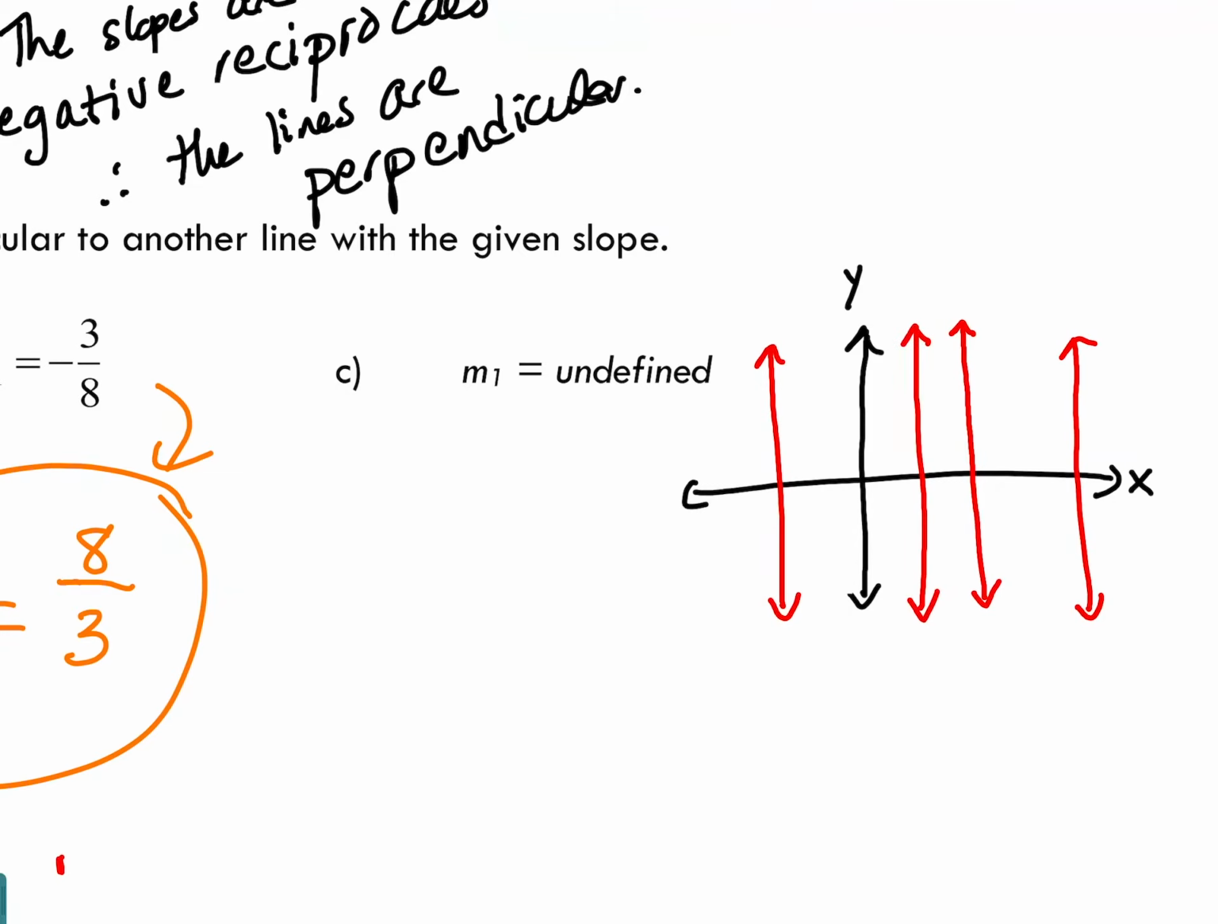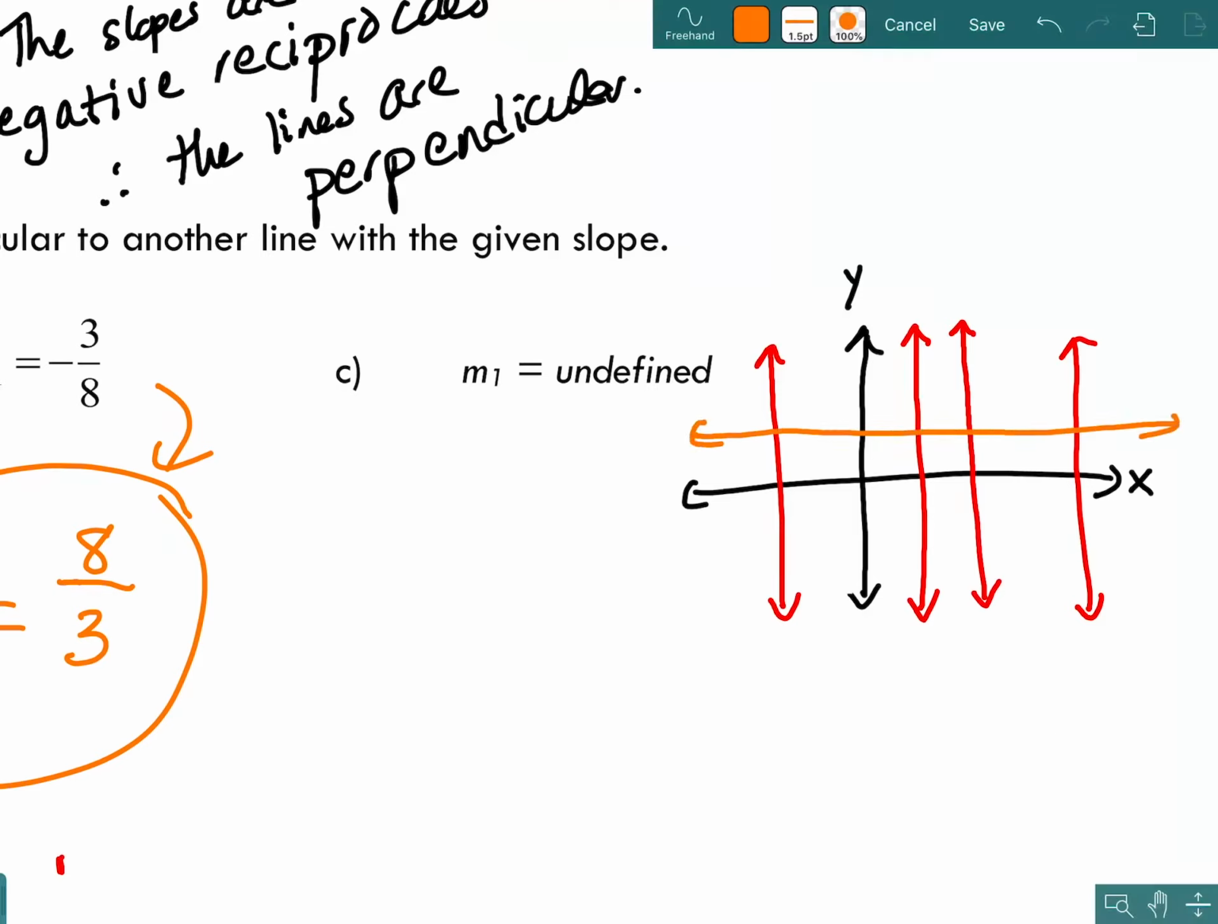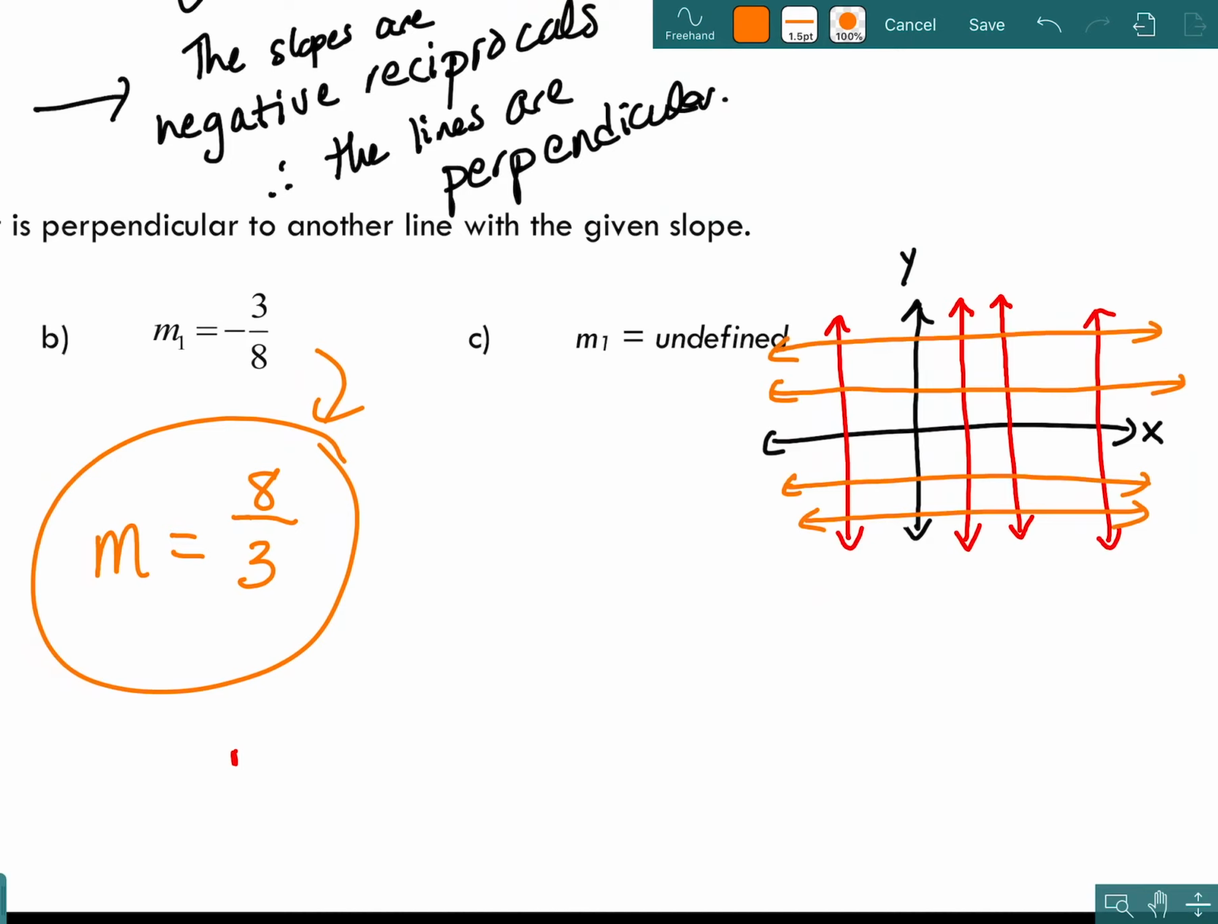So if we want to find a line that's going to be perpendicular to it, we need a line that's going to run the opposite way. It's going to be a horizontal line. So all of these orange lines, assume I've drawn with a ruler, they're all perpendicular to the red lines. So those are horizontal lines, and we know that perfectly horizontal lines have a slope of 0. So m equals 0. The equation of these lines would be something like x equals 2, or x equals negative 3, or x equals 5, or x equals negative 10. All of those equations have slopes of 0.